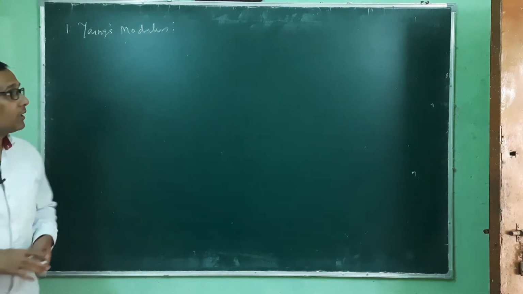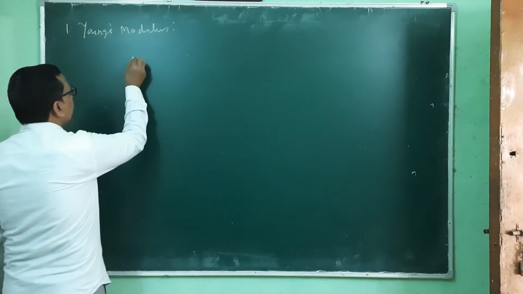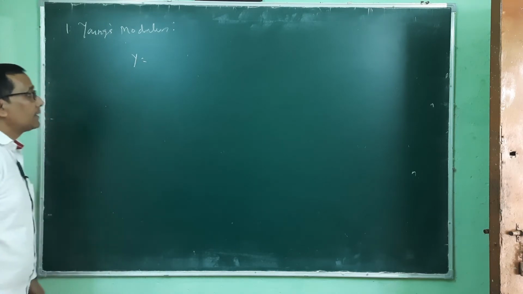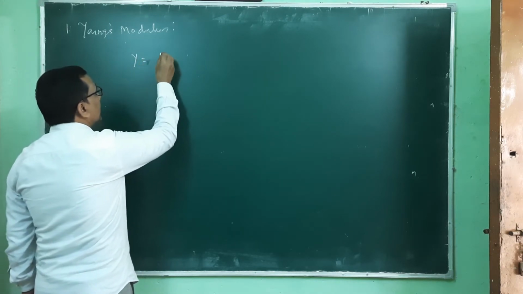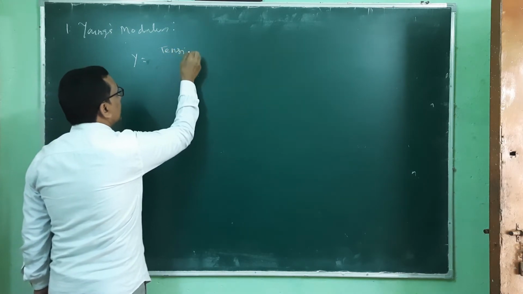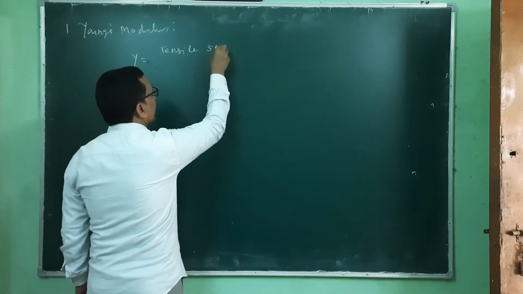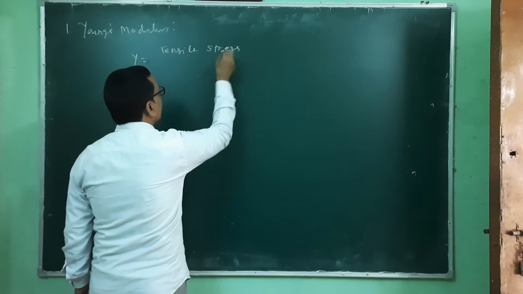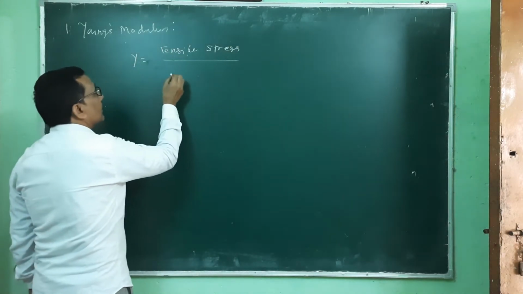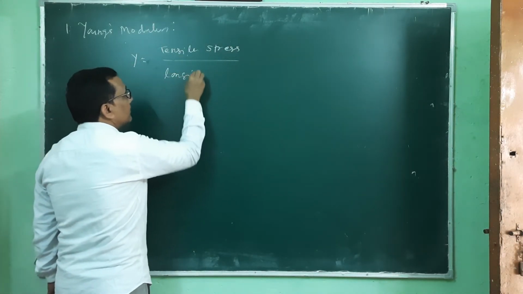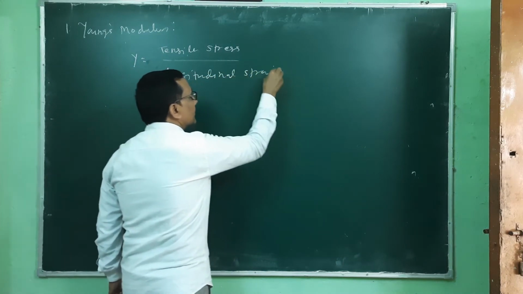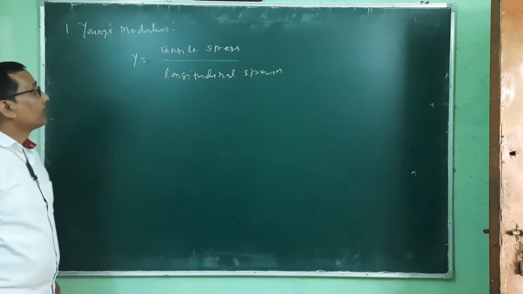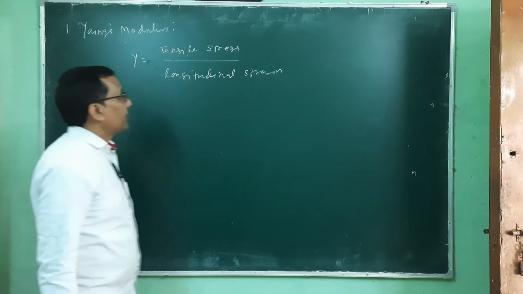Young's modulus is represented by Y, and it is the ratio of tensile stress upon longitudinal strain. The ratio of these two, the tensile stress upon longitudinal strain.